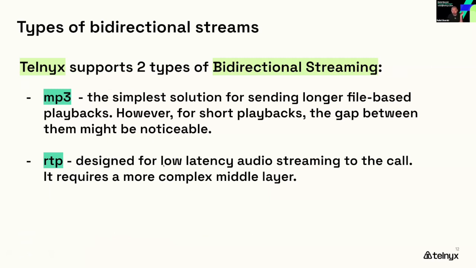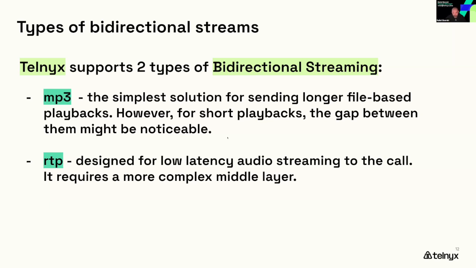Now let's talk about bidirectional streams. These are the two types that I mentioned before. Historically, we supported only one, MP3, but now we've got two, and I believe that makes this feature more capable and better for integration with all the AI solutions. So the first, very basic one, is based on files, MP3 files. That simplifies the solution on your side for your middle layer. However, it is designed for longer playbacks. If you try to use very short playbacks, the gap between them might be noticeable.